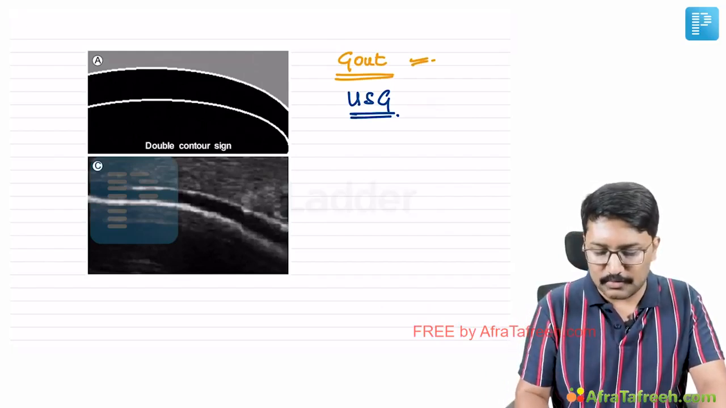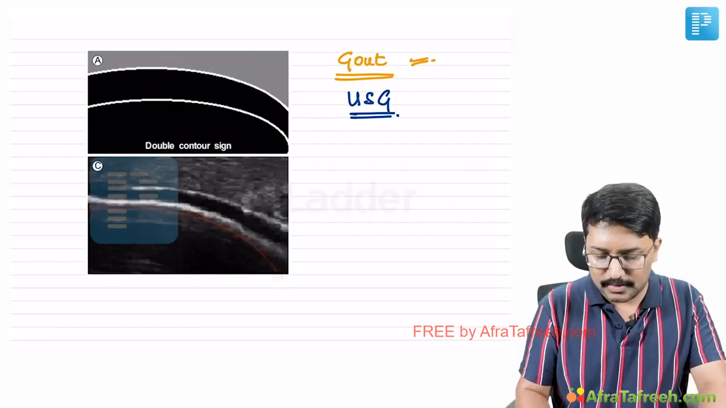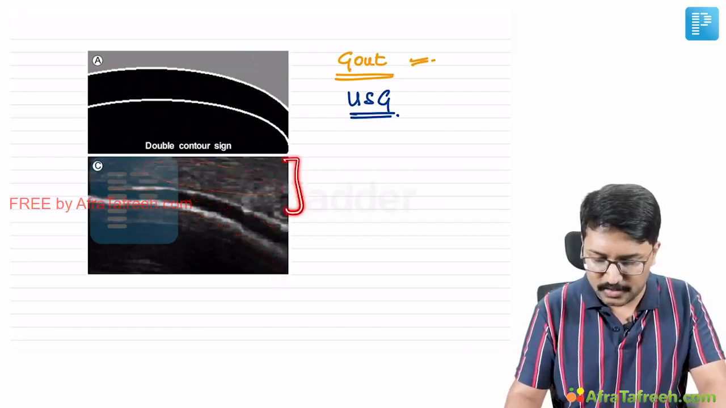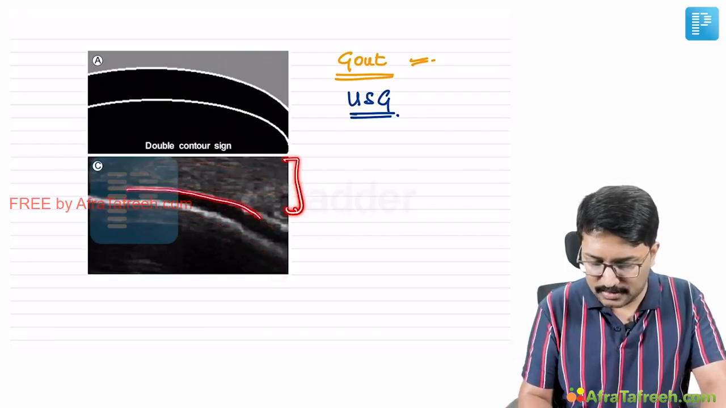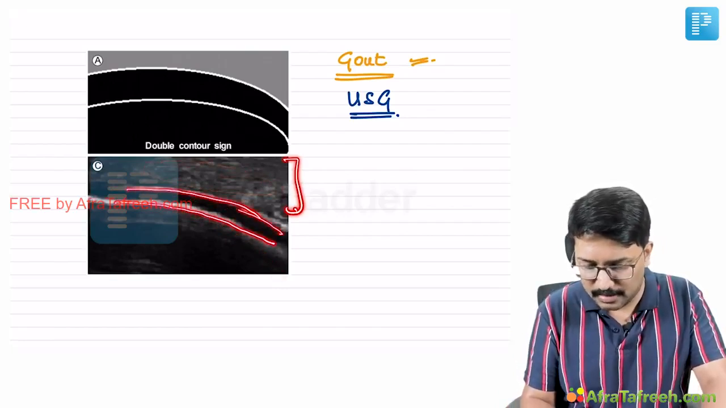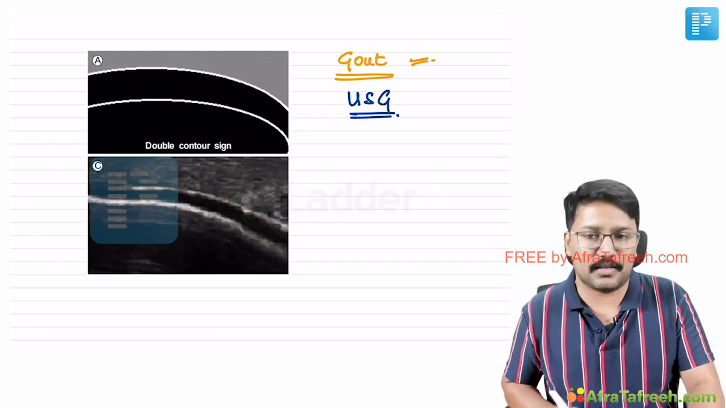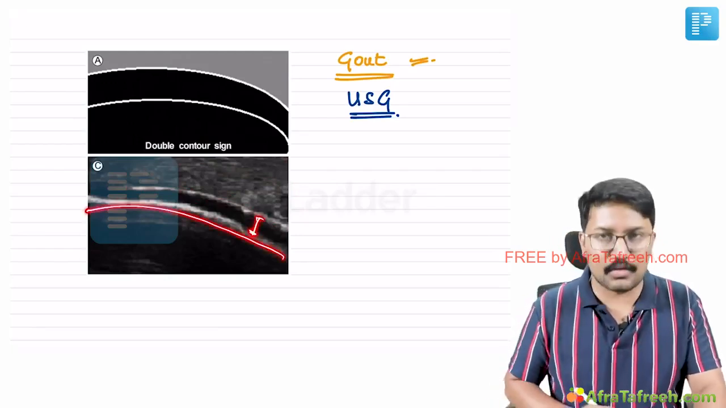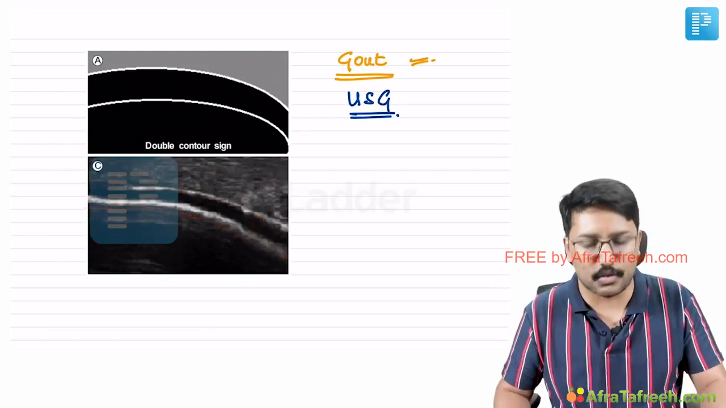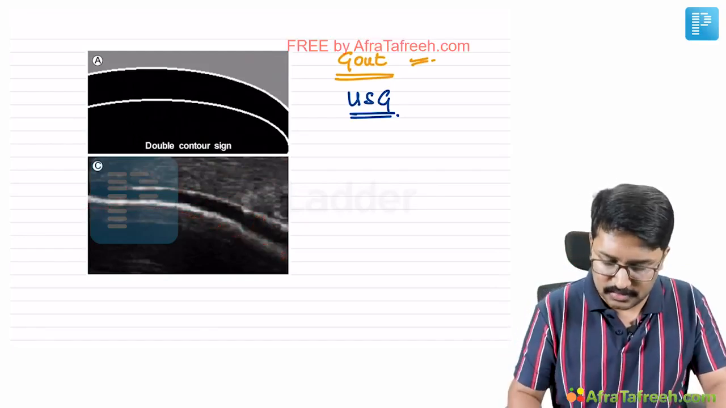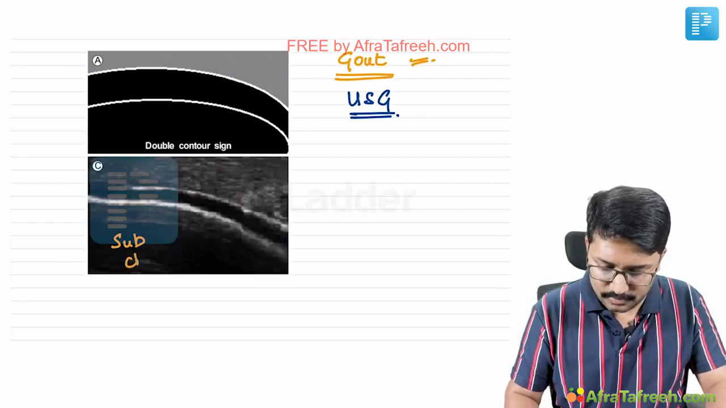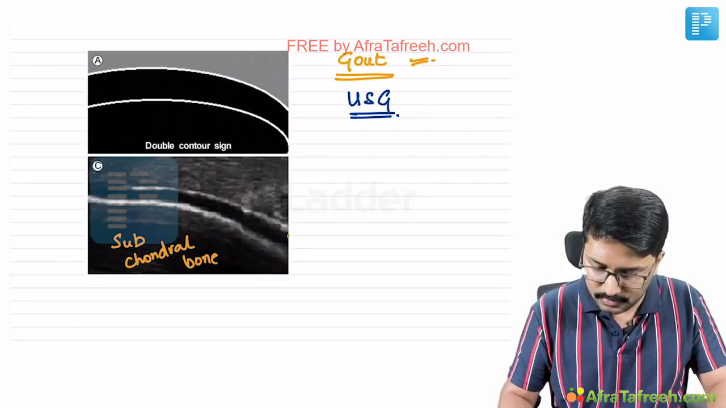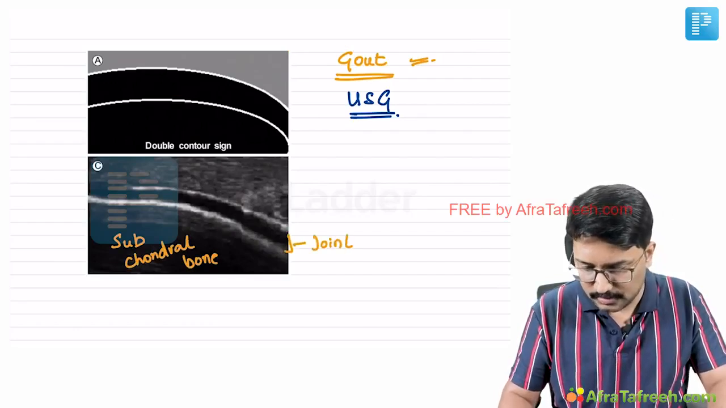Okay, so the double contour is formed by, this is the bone, right? And this is the joint cartilage. This is the joint space. This is the joint space. This is the joint cartilage, right? So all the black we are seeing is the joint cartilage. So this is the joint cartilage, and this is the subchondral bone, the bone just beneath the joint cartilage, right? So here we are seeing the subchondral bone. This is our joint cartilage.